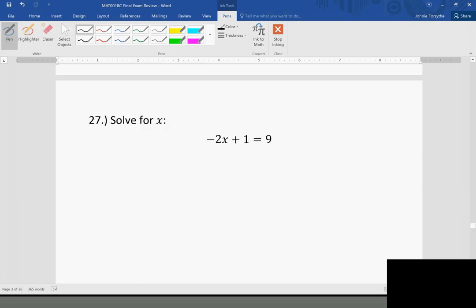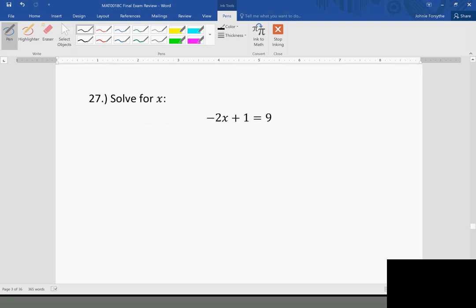Okay, 27, solve for x. So again, I want to get the variable by itself. So to start that process, let me get the term with the variable by itself. Let's get that negative 2x by itself. So I have this plus 1 on the left side of the equal sign here. So I want to get rid of that plus 1. So to make plus 1 go away, I'm going to subtract 1.